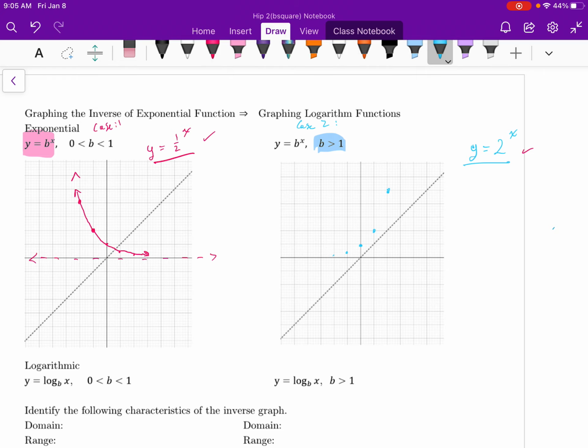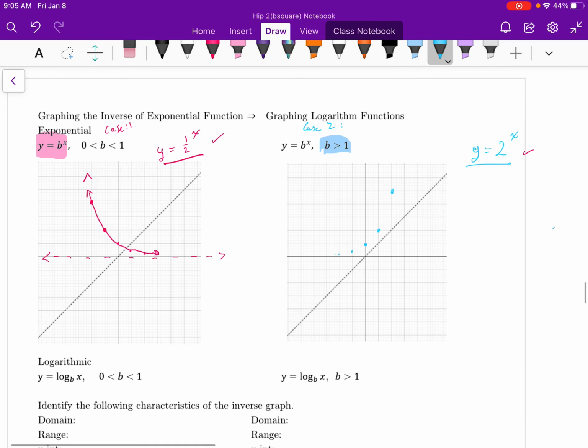On the other hand, this function here, y is equal to 2 to the power of x, is going to have this kind of look about it. Right? I'm going to make my points. That was -2, 1/4, -1, 1/2, 0, 1, 1, 2, 2, 4. So now I've graphed my exponential functions.